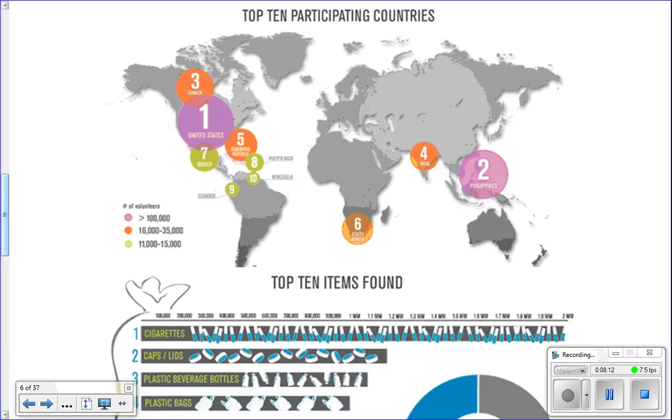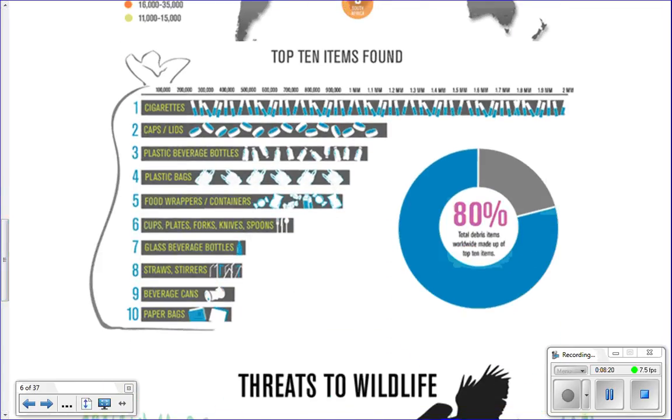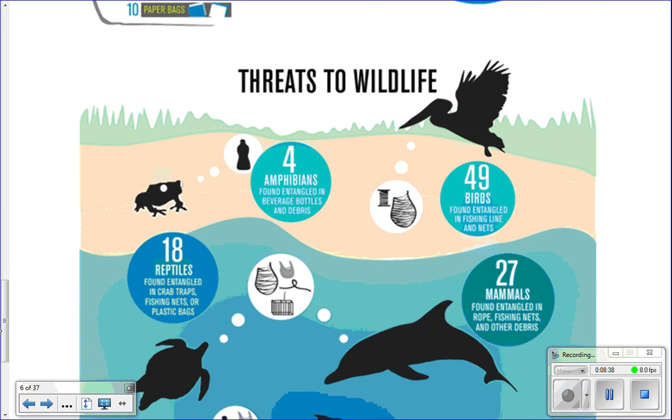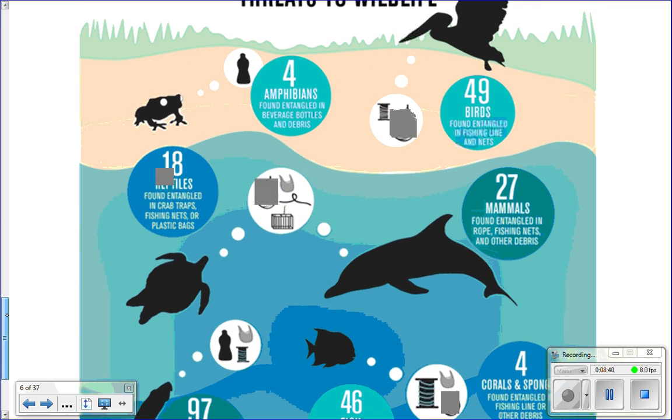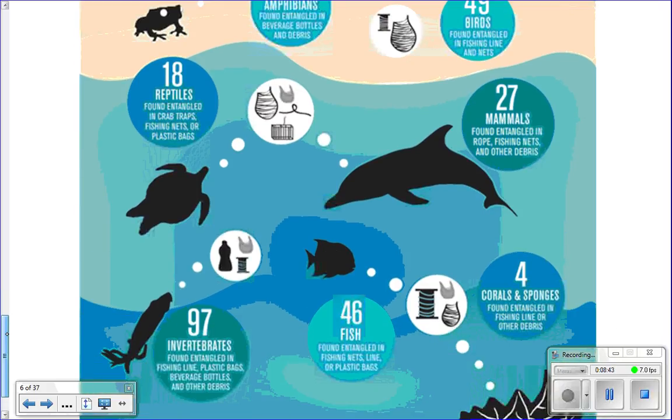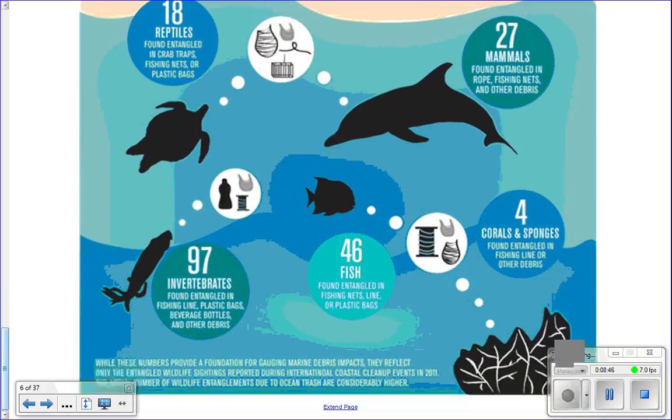Here's the top 10 participating countries: the US is number 1, Philippines number 2, Canada number 3, and you can see the rest. And here's the top 10 items that we found: cigarettes, caps, plastic bottles, plastic bags, food wrappers, cups, plates, glass beverage bottles, straws, beverage cans, and paper bags made up about 80% of what they found. And these were the kinds of animals that they found trapped in the trash and dead: birds, mammals, reptiles, corals and sponges, fish, invertebrates. So it's a problem.